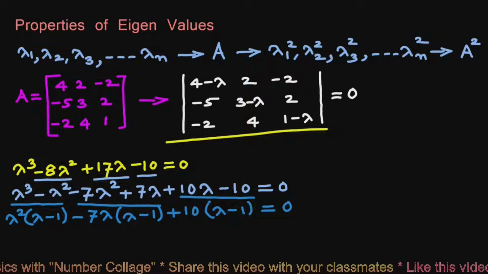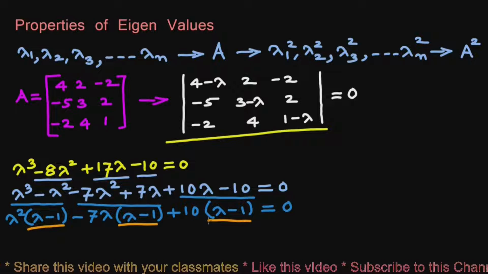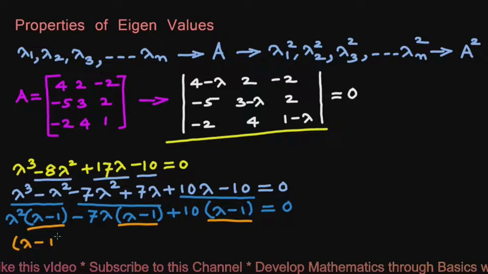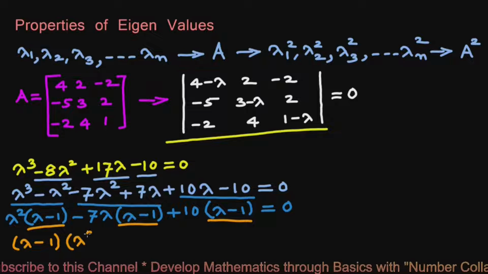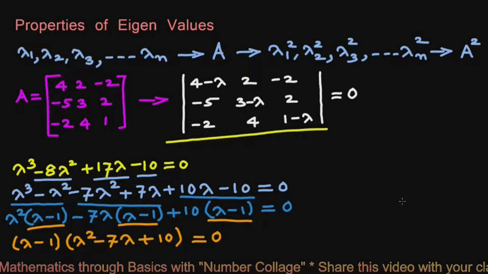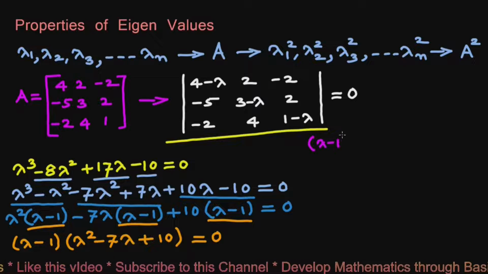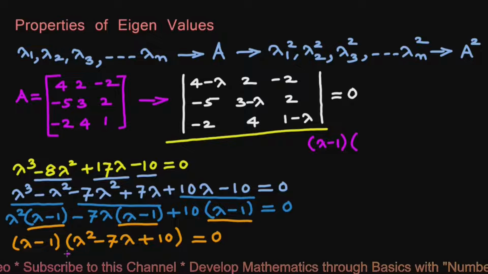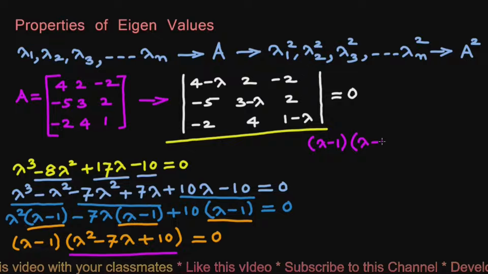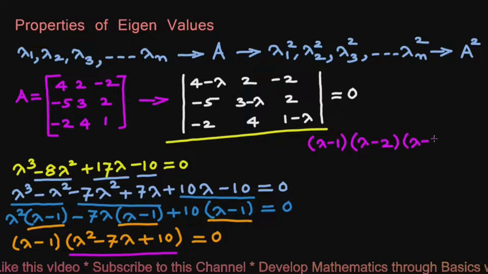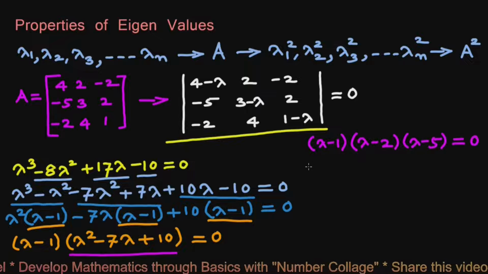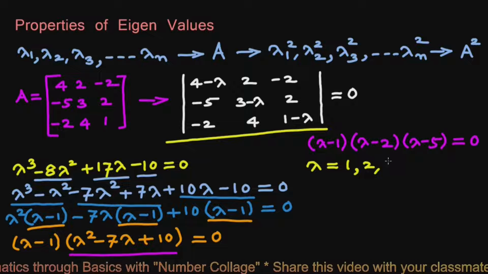Next, we will take lambda minus 1 as a common factor from the three terms and write lambda minus 1 multiplied by lambda square minus 7 lambda plus 10 equals 0. Next, we factorize this quadratic polynomial as lambda minus 1 into lambda minus 2 into lambda minus 5 equals 0. So this gives us three eigenvalues 1, 2 and 5.